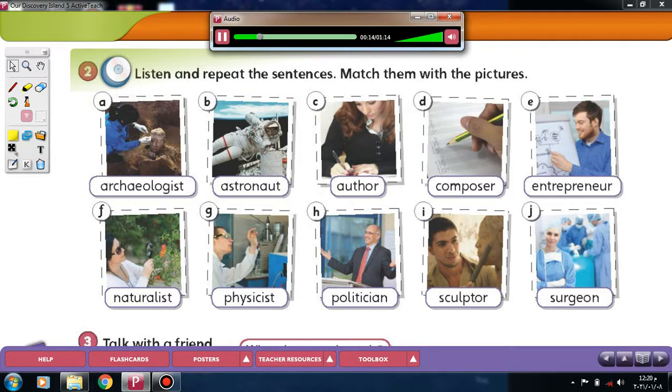1. An entrepreneur starts a new business.